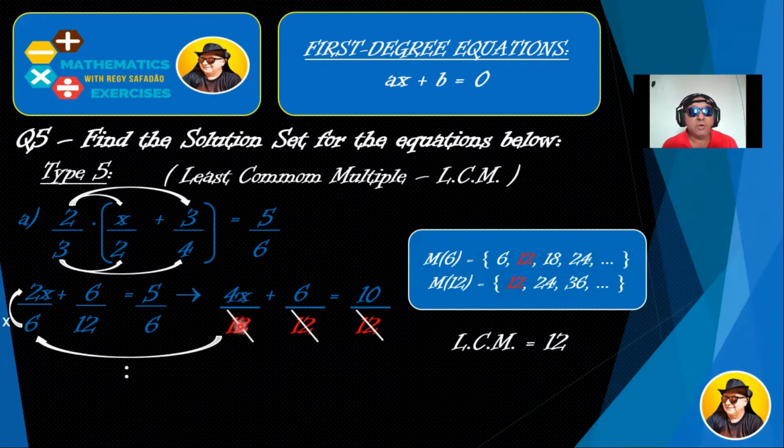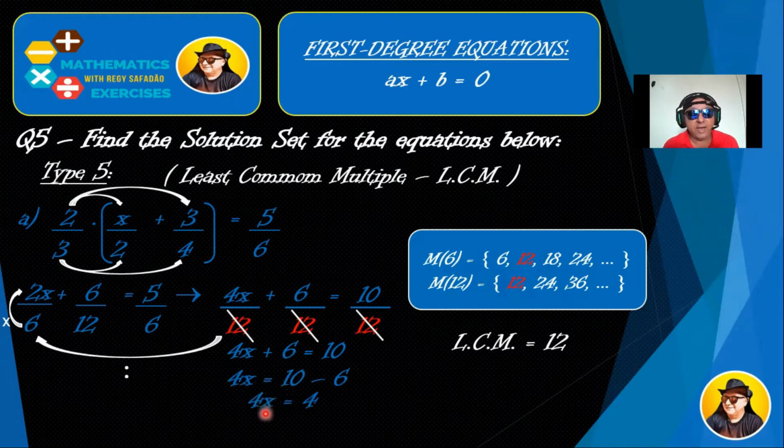Well, and after you remove the denominator, what remains? The numerators. 4x plus 6 is 10. So this plus 6 here comes to the right side of the equation negatively. Okay, so 4x is 10 minus 6. And 10 minus 6 is 4.